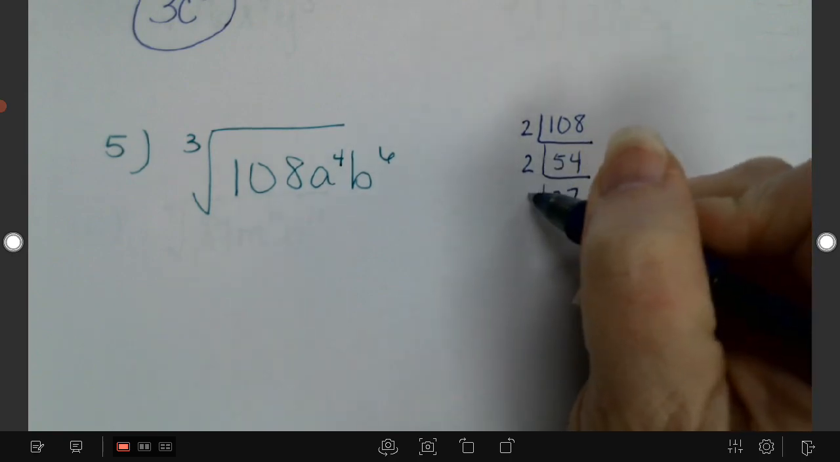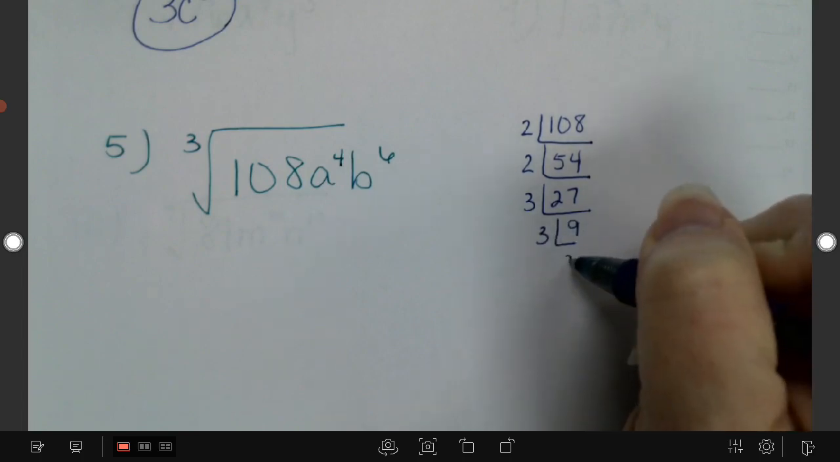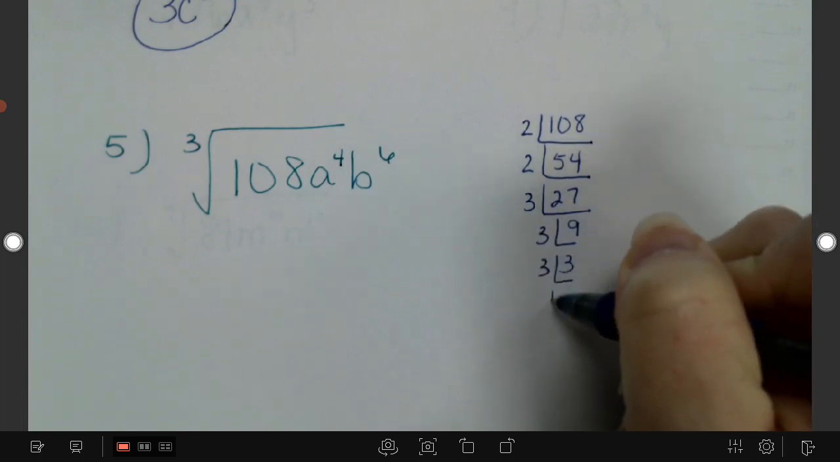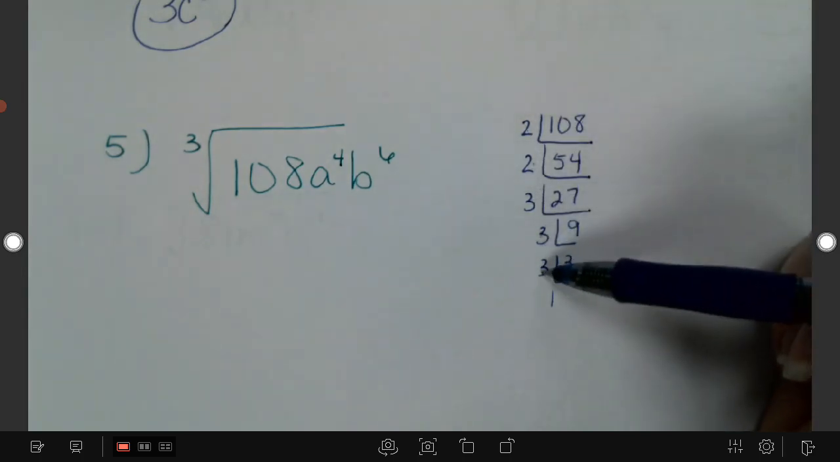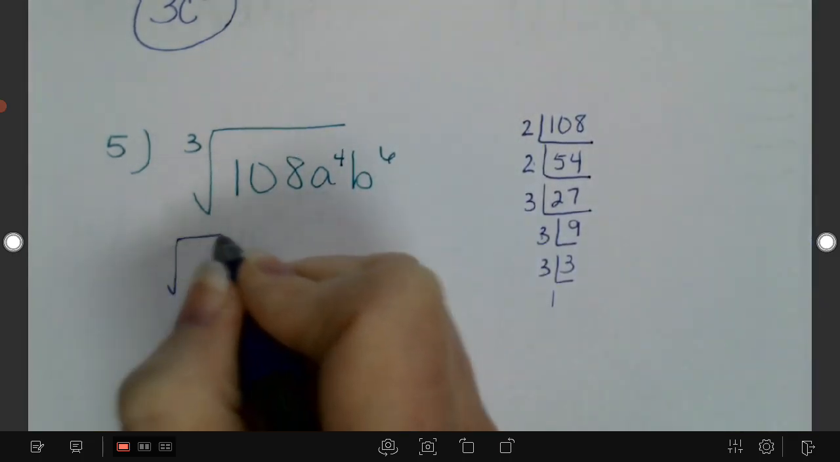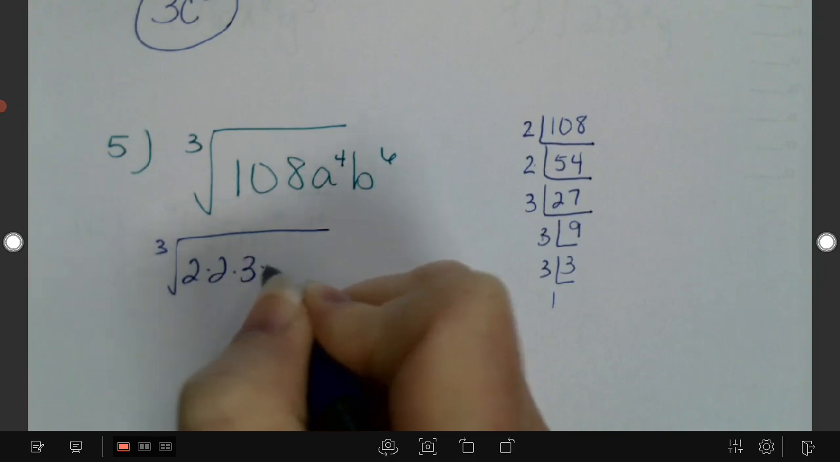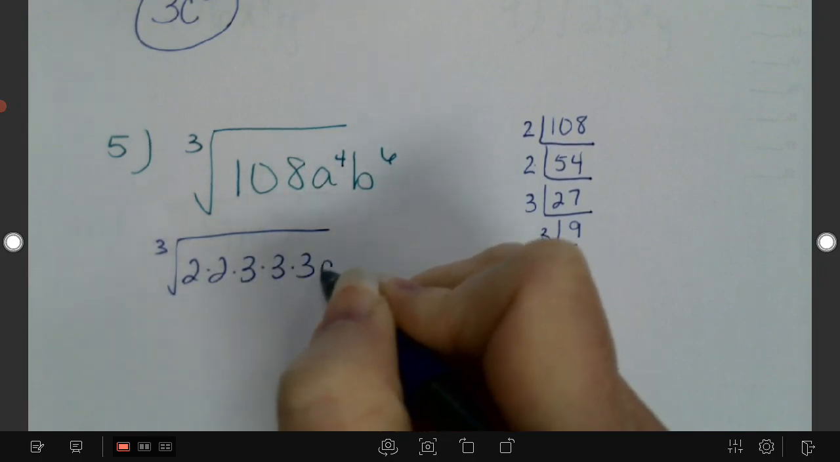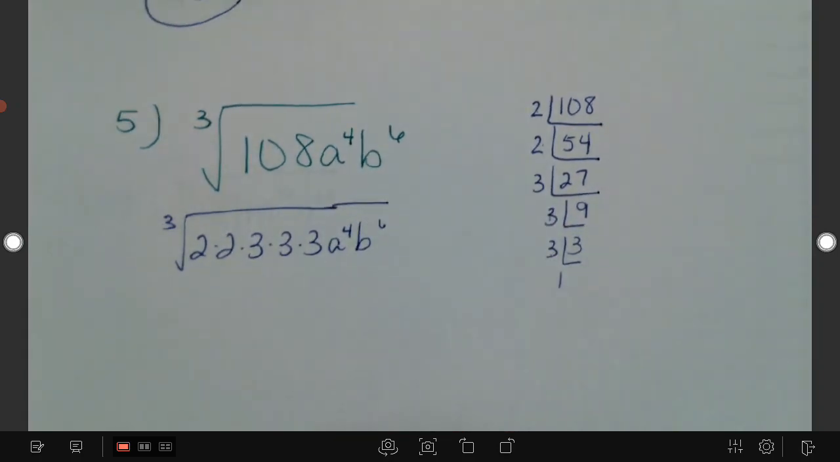I know 2 goes into 54 27 times. What goes into 27? 3 9 times, and 3 goes into 9 3 times, and 3 goes into itself until you get to the 1. These are the prime factors. When you multiply these numbers together, they make 108. So under here, we're looking at 2 times 2 times 3 times 3 times 3, a to the 4th, b to the 6th. We're doing a third root.